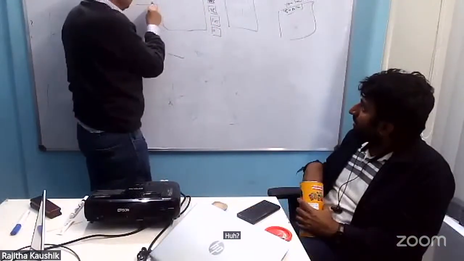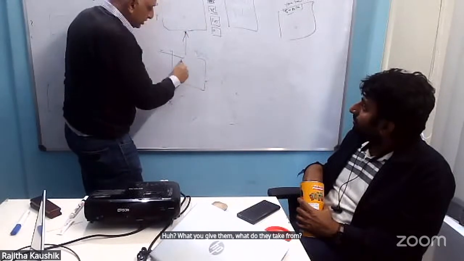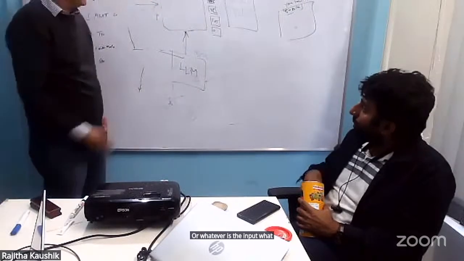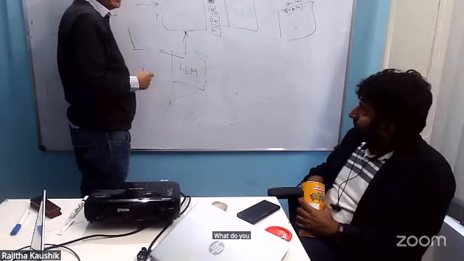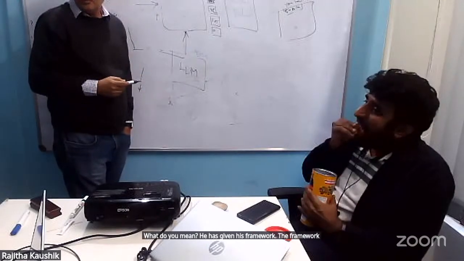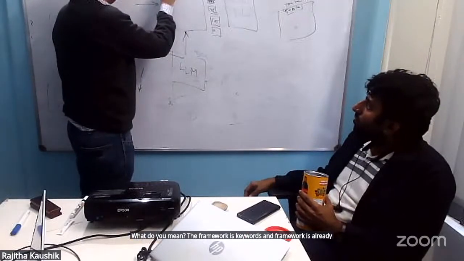What do you give them, and what do they take from their LLM? Or whatever is the thing they generate from the LLM? What do you mean? He has given a framework. The framework is Bhagya Samskari, but keywords are given. The framework is already here. No, the framework is given by him.